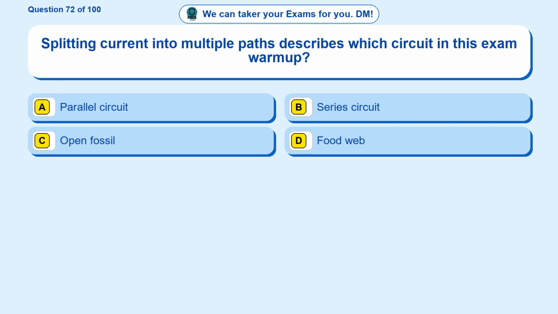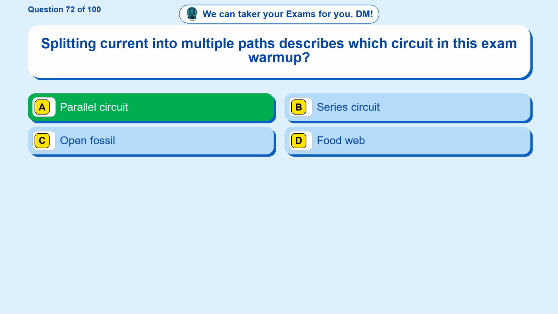Question 72. Splitting current into multiple paths describes which circuit in this exam warm-up? Option A, parallel circuit. Option B, series circuit. Option C, open fossil. Option D, food web. The correct answer is option A.